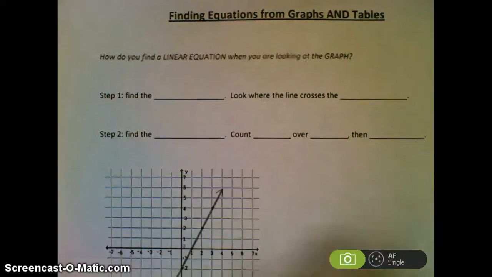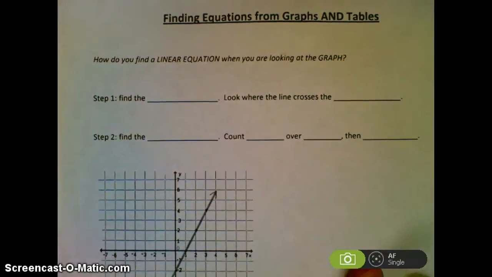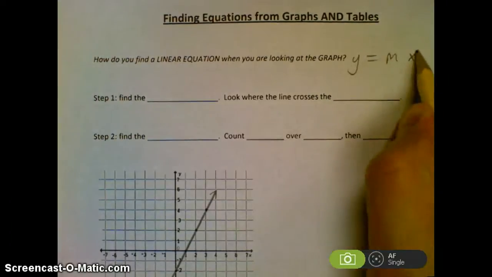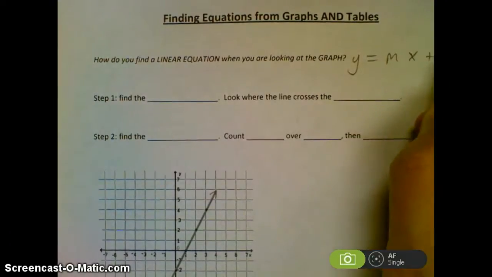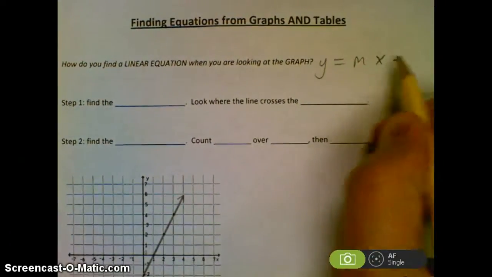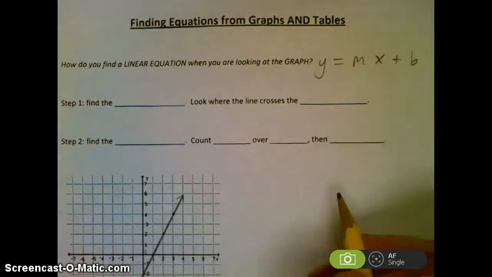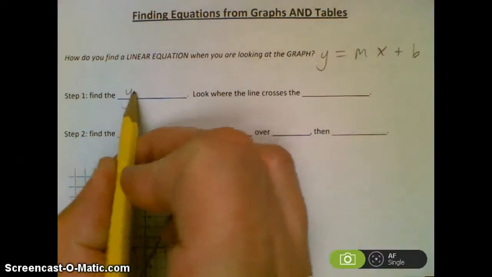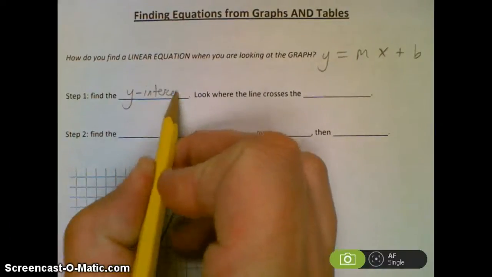Finding an equation when you're given a graph or a table is very easy as long as you remember the slope-intercept form. Y equals the slope times x plus the y-intercept. So we've got to find both of those. Let's start by finding the y-intercept.